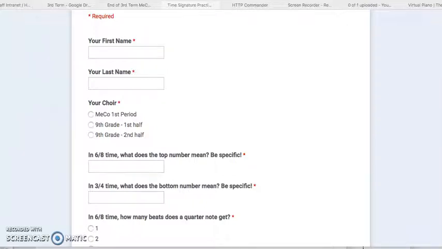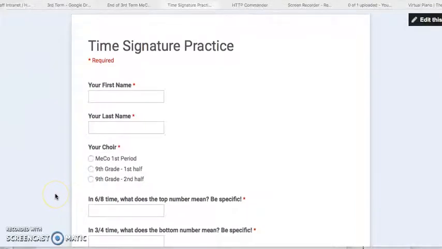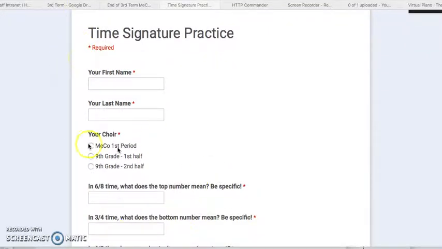Hey guys, so this is the time signature practice quiz, and if you got 5 or more wrong, you need to redo it. And in order to redo it, you're going to have to understand a little more about time signatures. So, if you haven't looked at the time signature video yet, you need to go back and watch that because it's going to make a lot more sense. This quiz will make a lot more sense once you look at that video.